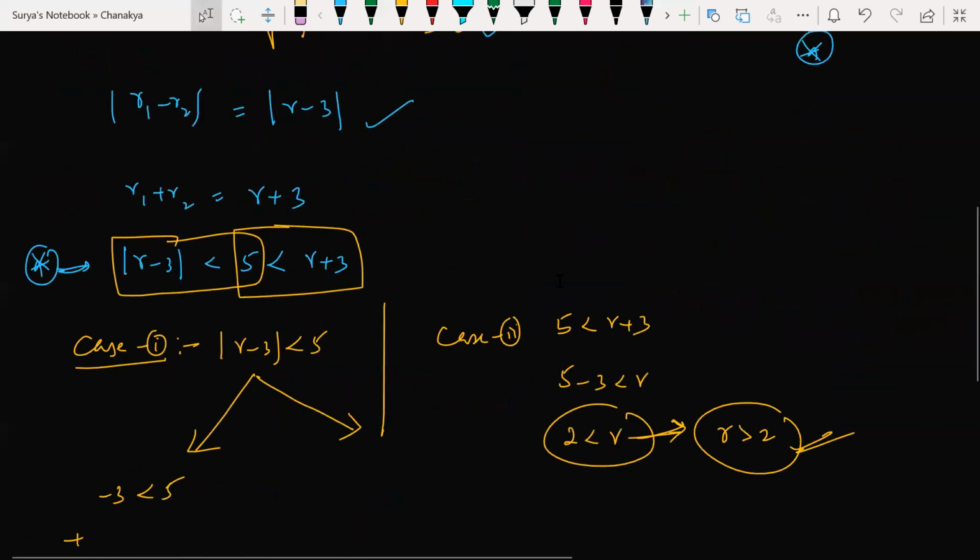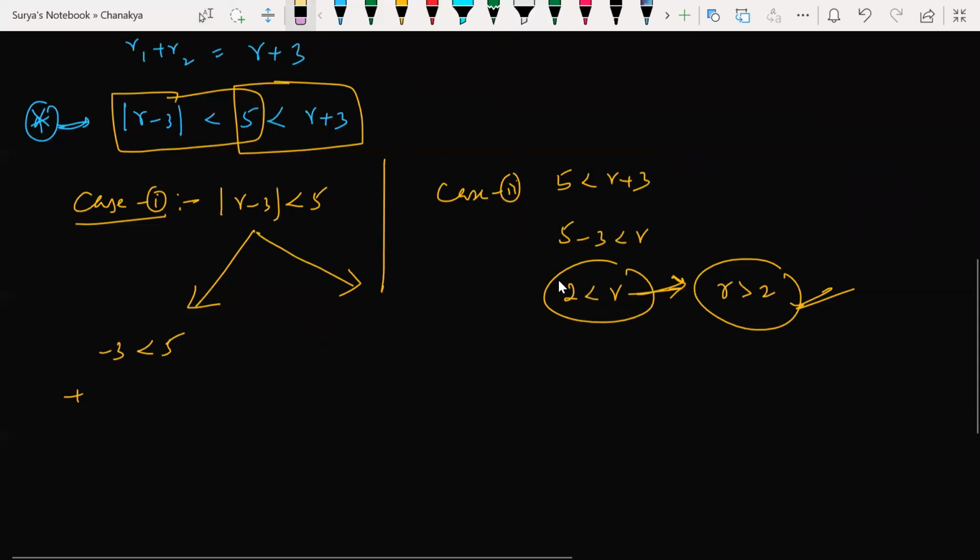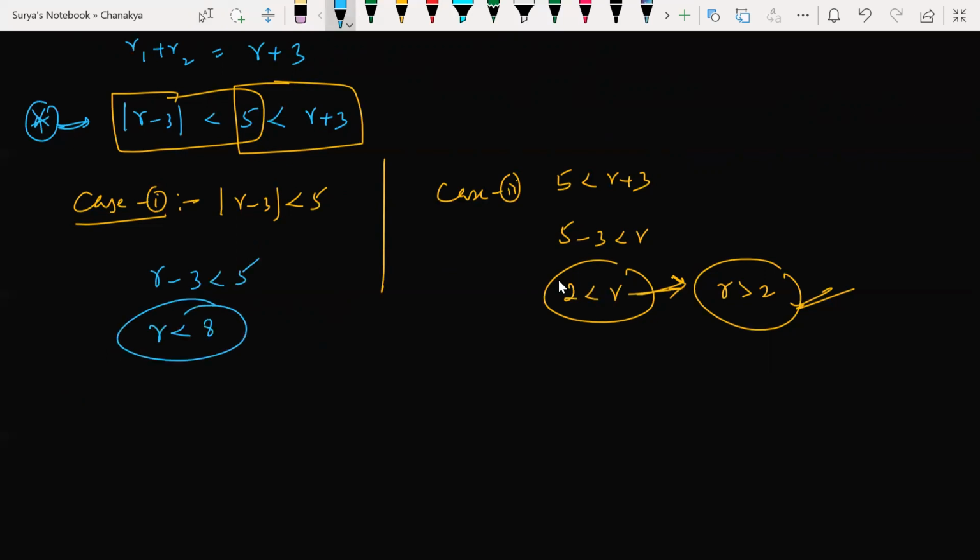Very simple, beta. They have given R minus 3 lesser than 5. See, let us not talk about two cases. If I talk about two cases, look at this here. R minus 3, let me take less than 5. So R is lesser than what? 8, sorry. Clear? So R should be greater than 2 and lesser than 8, which means R lies between 2 and 8. Am I correct? This is what the case is.